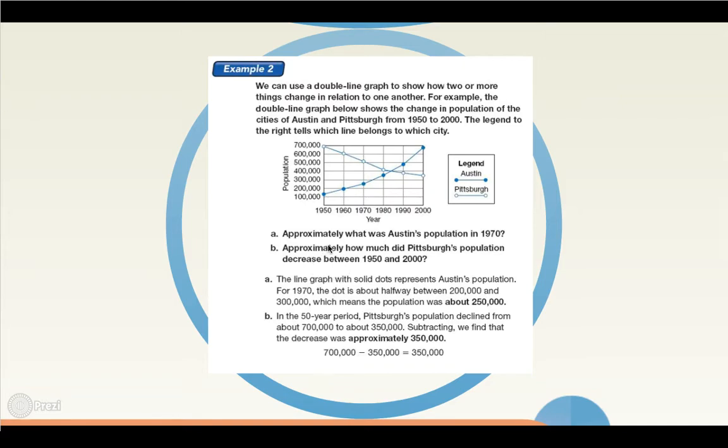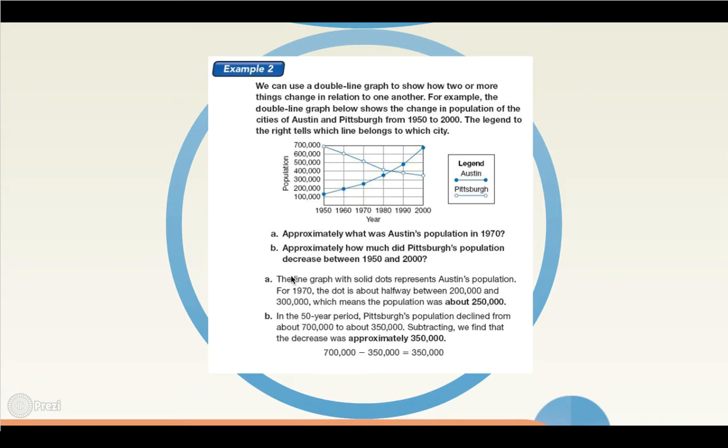Approximately what was Austin's population in 1970? To find this, we go to 1970 and then go up the line to find Austin's dot right here. It looks like it's in the middle of 200,000 and 300,000. The middle of 200 and 300 is 250, so about 250,000, give or take, is the approximate population of Austin in 1970.